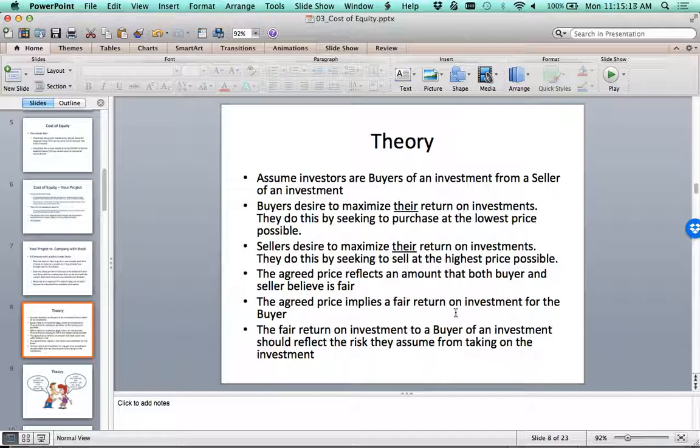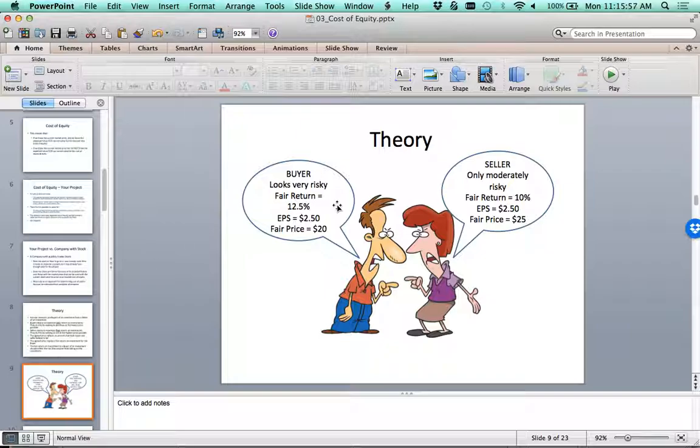So in that sense, the fair return on investment to a buyer of an investment should reflect the risk that they take from taking on the investment, and that's just theory. It says that aside from looking at other comparable investments and everything else, the buyer expects a return that is commensurate with the amount of risk that he's taking. And again, how do they know that? They go look at other similar type investments and what kinds of returns are being earned on those. And if it's got similar risk to this, then it would be reasonable to think that you might want to have this same thing. So here's where the real challenge comes.